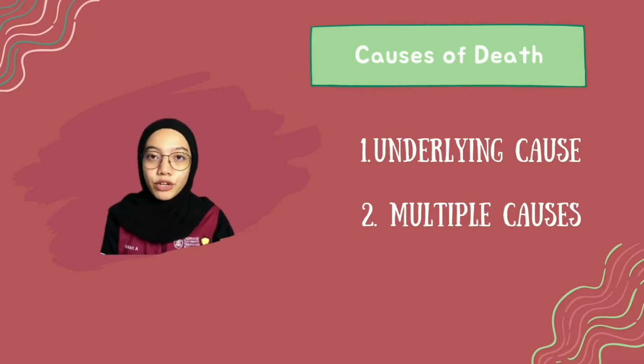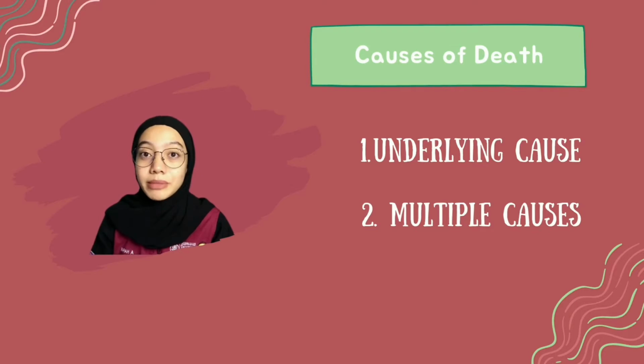Next, the second point of causes of death is multiple causes. Multiple causes of death are the immediate cause of death and all other intermediate and contributing conditions listed on the death certificate. For example, diabetes.